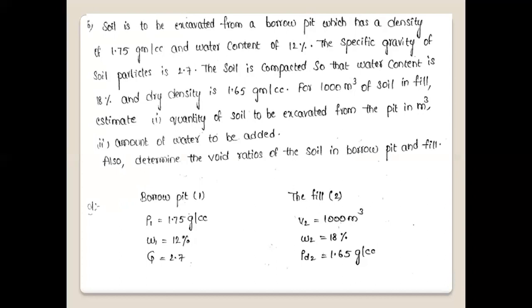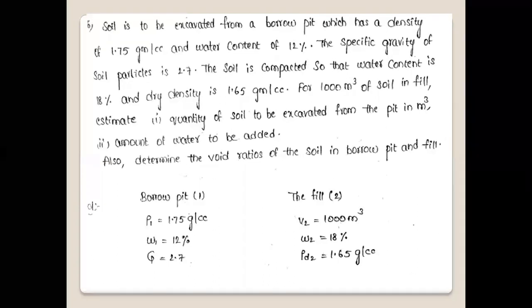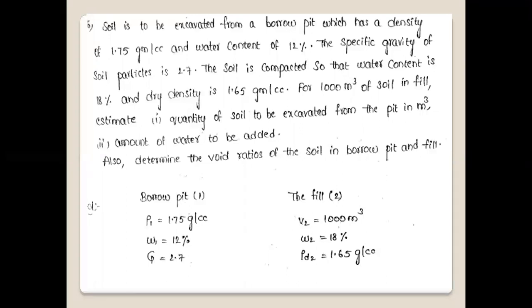For 1000 cubic meters of soil fill, estimate two things. One is the quantity of the soil to be excavated from the pit in cubic meters, and the second is the amount of water to be added. Also determine the void ratios of the soil in the borrow pit and fill. So the borrow pit is 1 and the fill is 2.